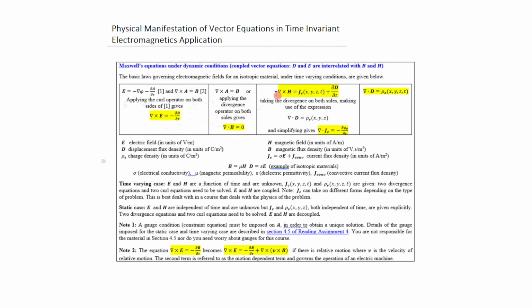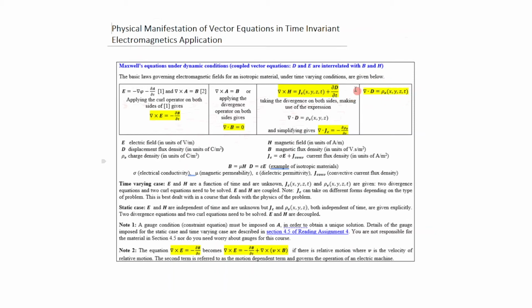And so we do have another equation, which is a physical law. This is Ampere's law in vectorial form. The curl of the magnetic field H is equal to J, which we'll explain shortly. It's a form of current flux density. It's a function of x, y, z, and t, plus dD by dt, D being the displacement field. If we take the divergence of this on both sides, the divergence of a curl is 0, and we end up with the divergence of J_E plus the partial derivative with respect to t of the divergence of D equals 0.